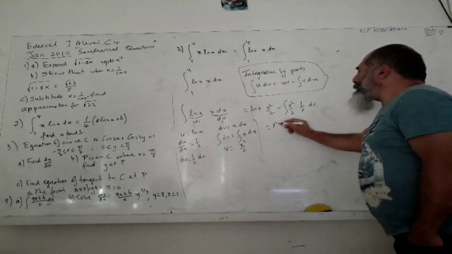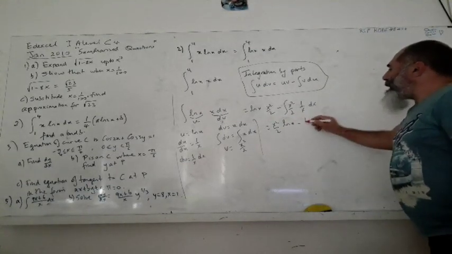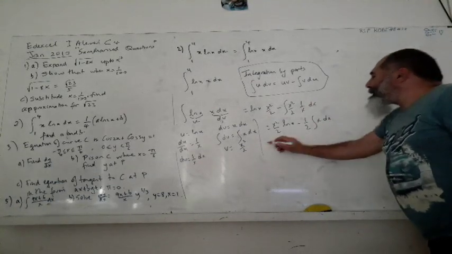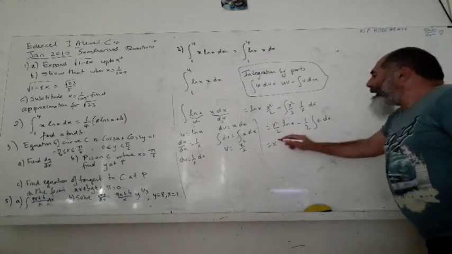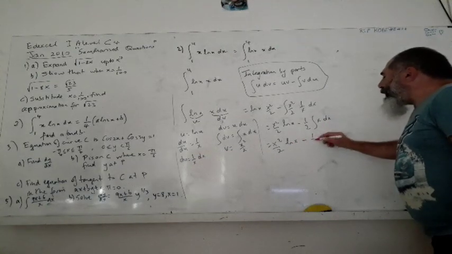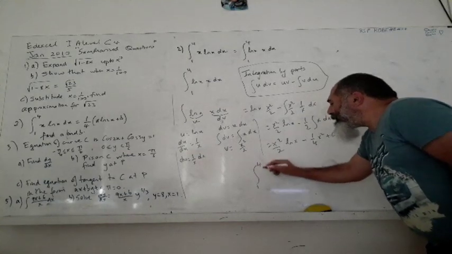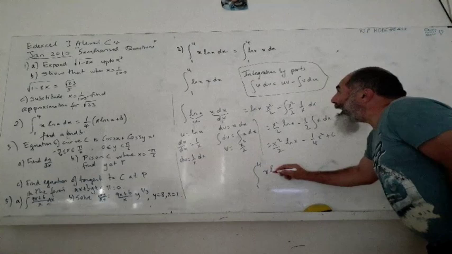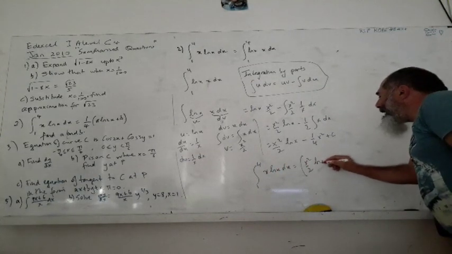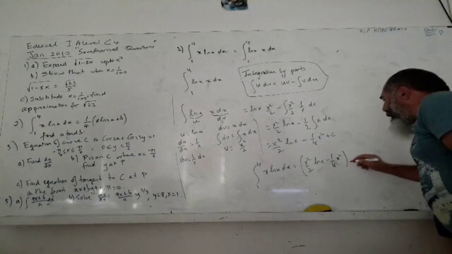So here, x squared over 2 ln x, take 1 over 2 outside of the integration, and x over x is x dx. So the integration is going to be x squared over 2 ln x minus 1 over 4 x squared plus c. So from 1 to 4, x ln x dx is going to be x squared over 2 ln x minus 1 over 4 x squared from 1 to 4.